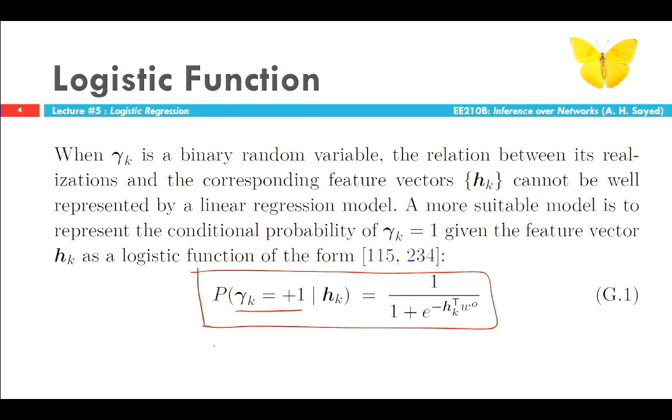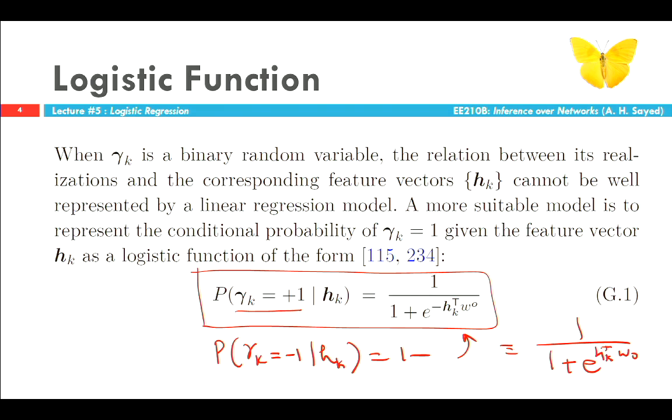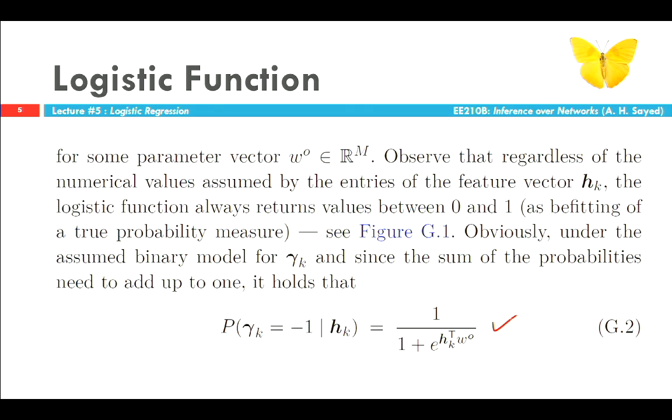Now, since I only have two classes, the probability that gamma is -1 given the h is 1 minus this term. If you do that calculation, it will be 1 over 1 plus e to the hk transpose omega 0. This minus here becomes plus here. That's all. So logistic regression assumes that the conditional PDFs, the distribution of one class or the other, given the feature vectors, follows this distribution.